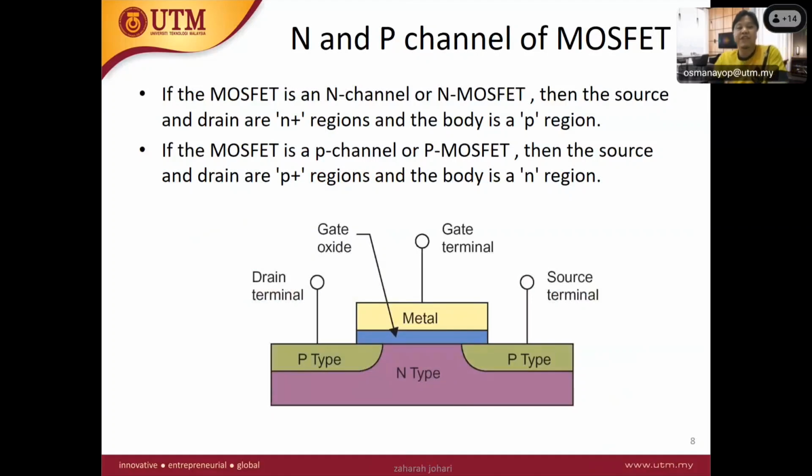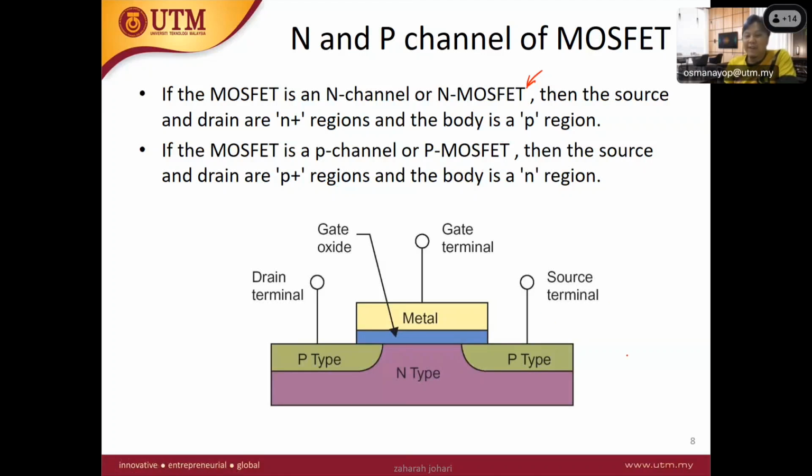You have to differentiate between the N and P channel of the MOSFET. For the N channel or N MOSFET, the source and drain are N types, and the body is P type. If the MOSFET is a P channel or P MOSFET, then the source and the drain are P types and the body is N region.